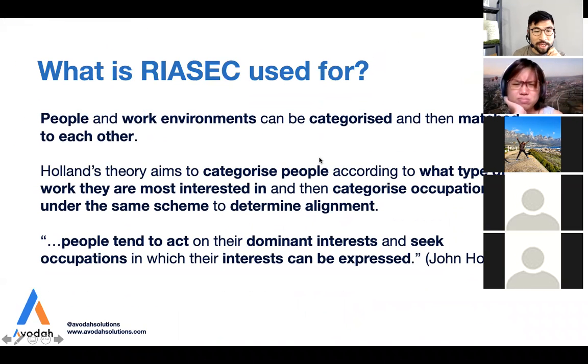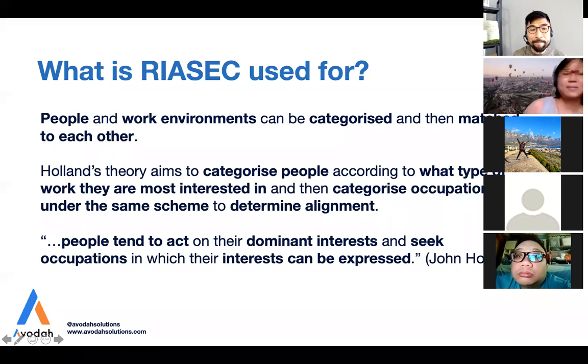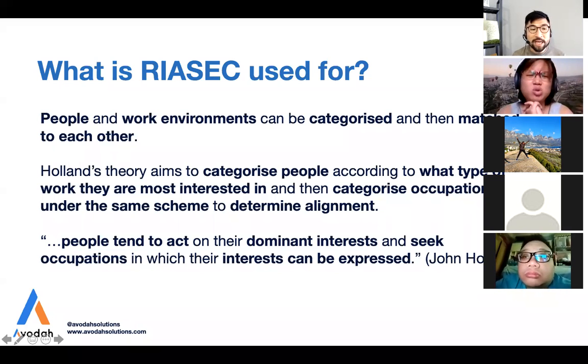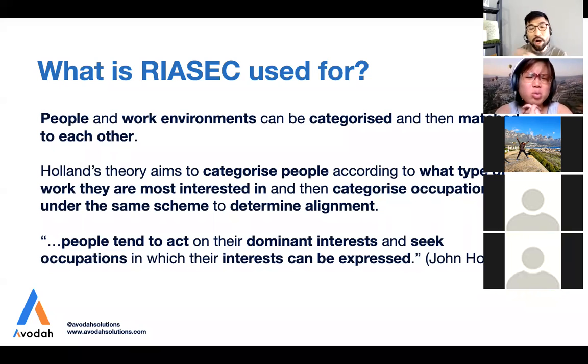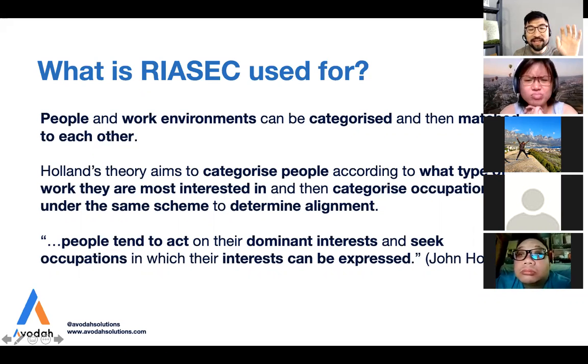So these are John Holland's words, a bit more technical explanation. People and work environments can be categorized and then matched to each other, right? His theory looks at people on one side and work environments on the other side. They can be categorized and then used to match each other. His theory wants to categorize people according to what type of work they are most interested in, and then also classify the jobs and occupations under the same kind of categories so that you can find alignment.